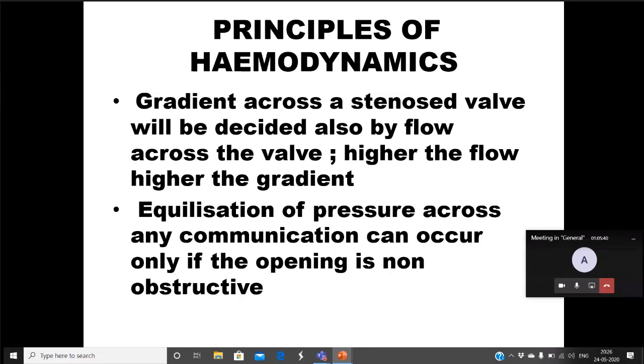Equalization of pressure across any communication can occur only if the opening is non-obstructive. So if you find that there is no gradient between the left atrium and the right atrium in a patient with ASD, that obviously means the opening is non-obstructive. If there is an obstructive or restrictive ASD, there can be a pressure gradient. It applies to other orifices also.